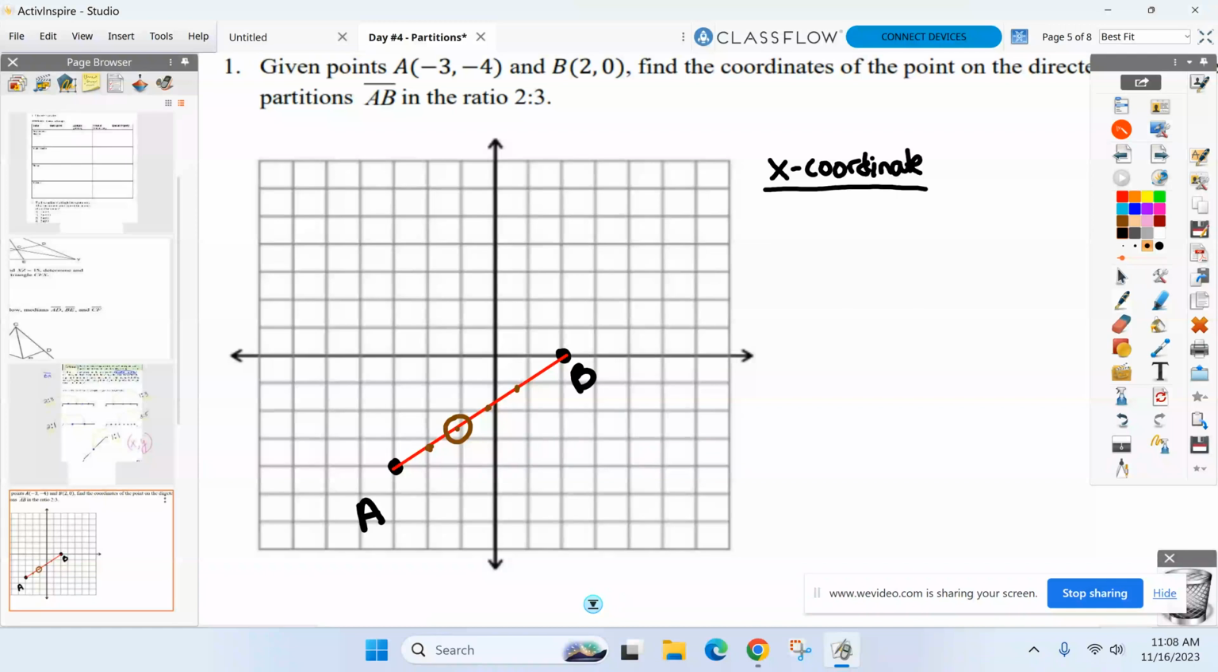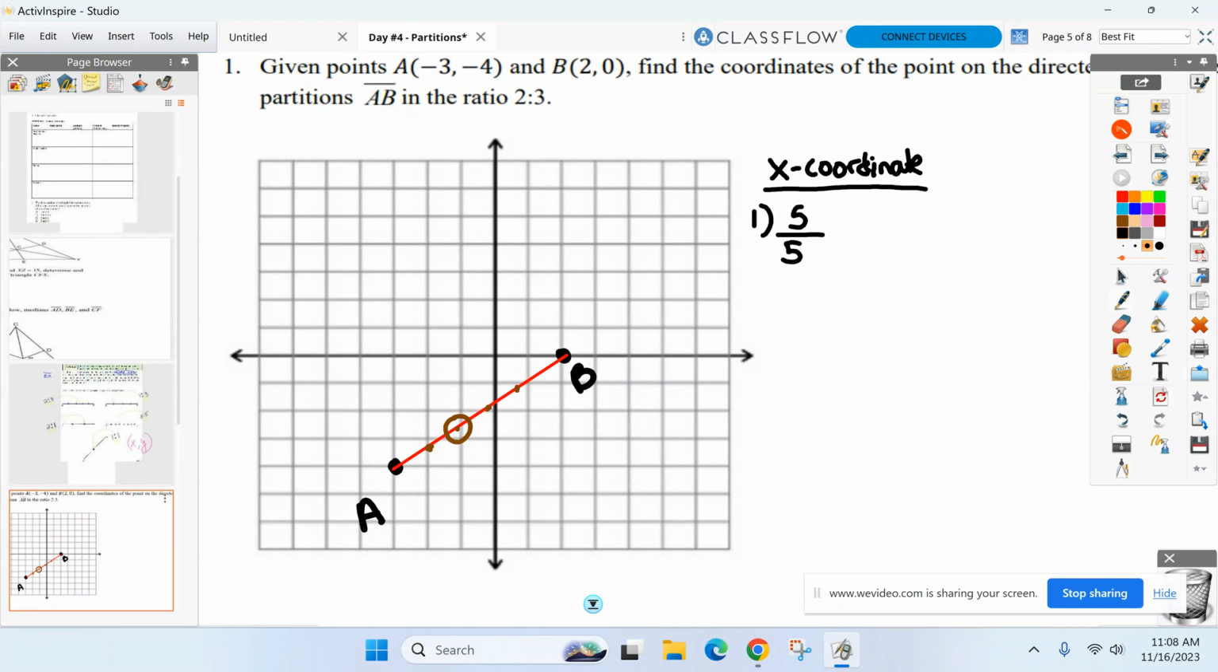All right, well, X coordinate. How far is it from A to B on the X axis? From -3 to 2. How far is it on the x-axis? How many units? We don't need the distance formula here. 5 units. Everyone agrees? 5? All right. So I need to take those 5 units on the x-axis and divide it up into how many equal parts again? 2 to 3. How many equal parts? 5 equal parts.